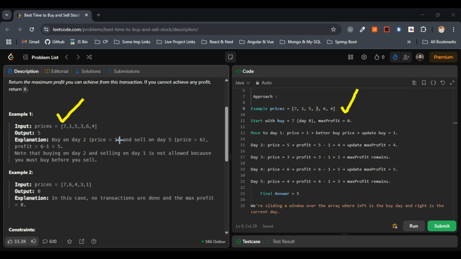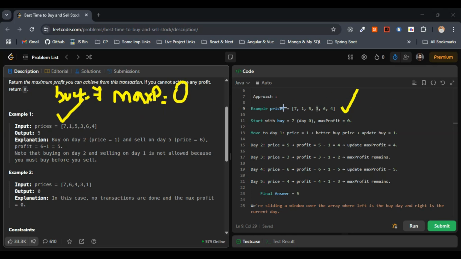First, we'll start with the buy. Start with the buy means we'll start with the zeroth index, the first day, where we have the value 7. At the first day we don't have any profit, we are just buying, so the max profit will be quite obviously 0. So buy will be 7 and max profit will be 0.